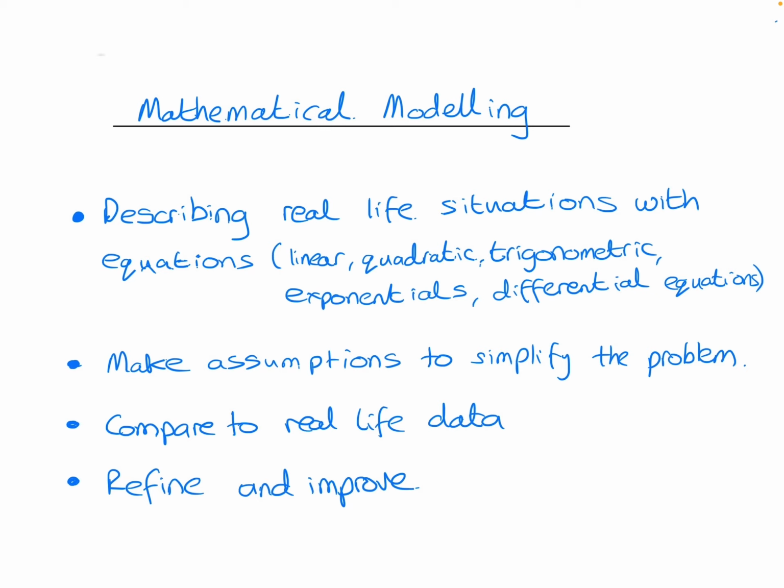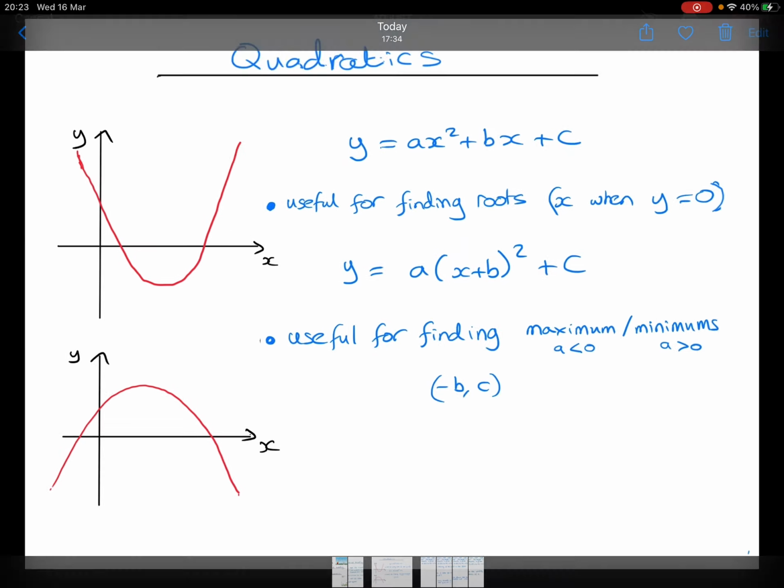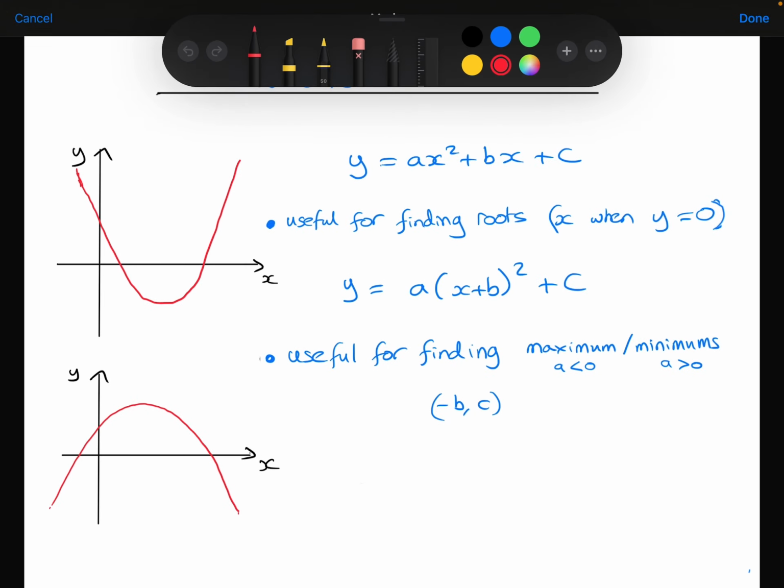Let's have a look now at how we could use a quadratic equation to do so. So let's just remind ourselves what we know about quadratics so far, because we've been studying them quite a while. We know that we can write them in this usual form, ax squared plus bx plus c, where if the a at the front is positive, then we know the quadratic is going to look like this, with a minimum point. If that a is negative, then it's going to look like this with a maximum point.